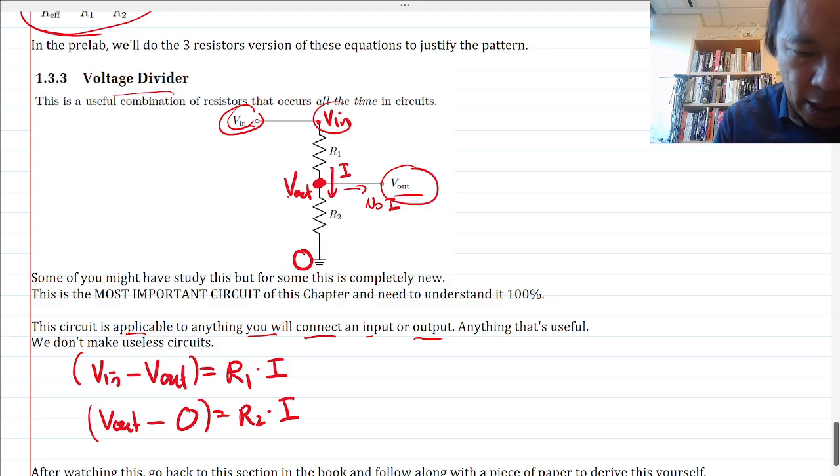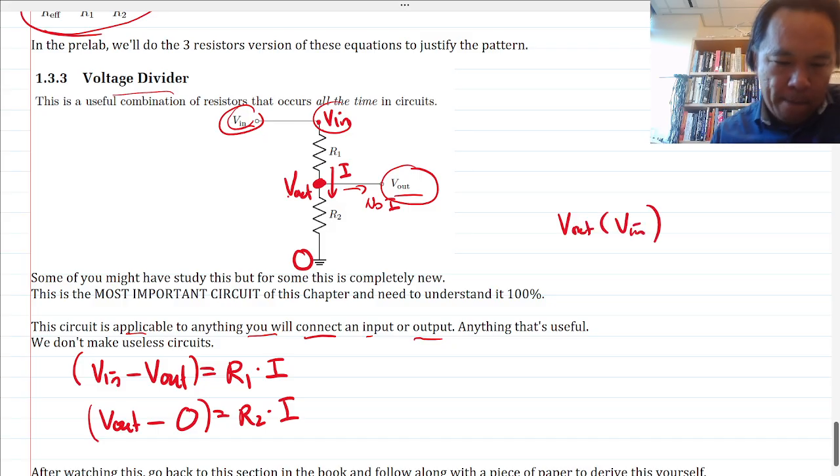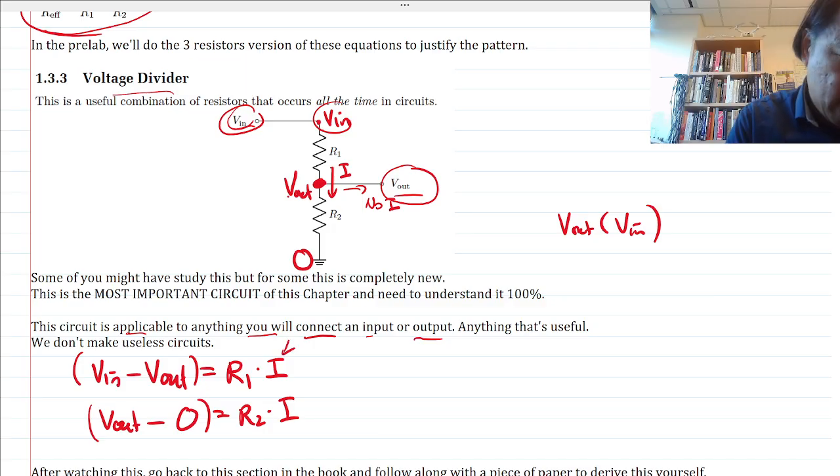What we want to do is have a relationship where V out is some function of V in. So we don't want anything that has current in it, because we know what R1 and R2 are, and we want to relate V in to V out. We want to get rid of this I. So I'm going to solve this equation for I and get rid of it.